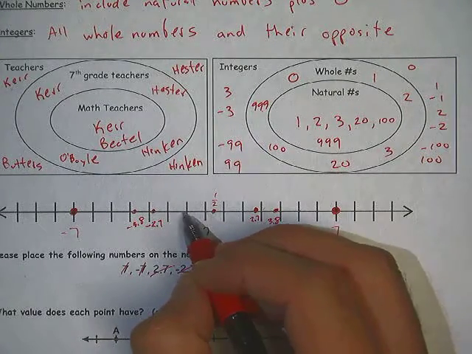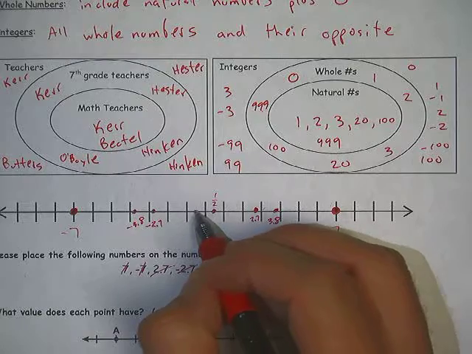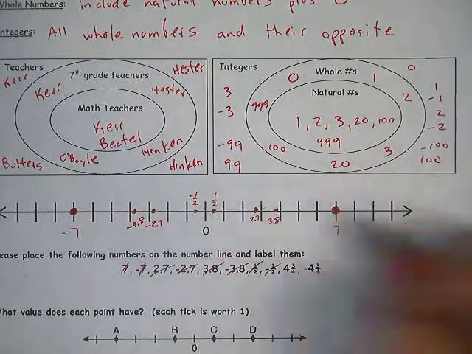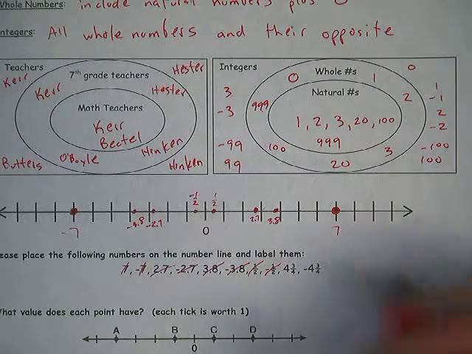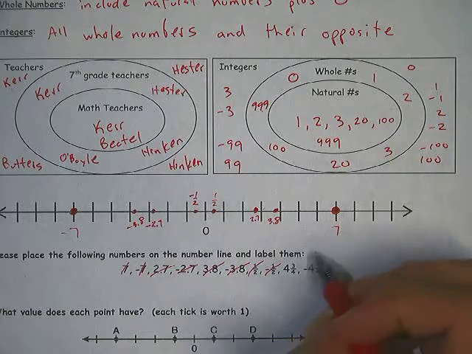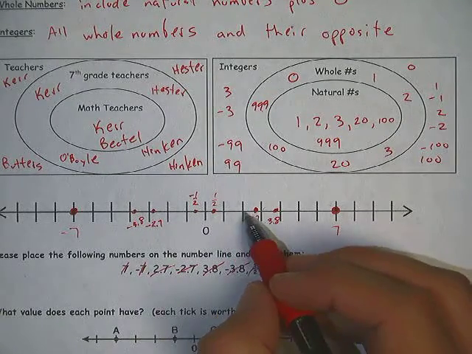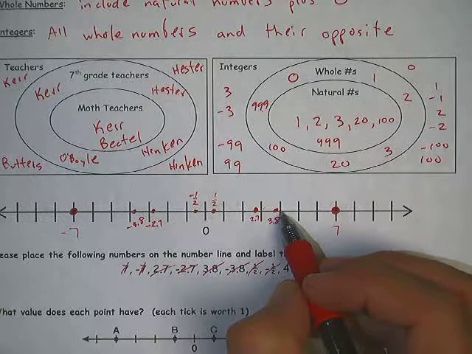A half. We know a half is right between 0 and 1. That's like 0.5. I'm going to label this one on top just to show you that you can. And negative a half is going to be in the opposite direction, so between 0 and negative 1. So here's negative 1/2.